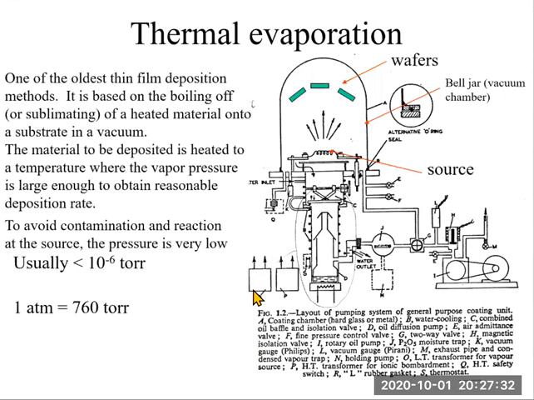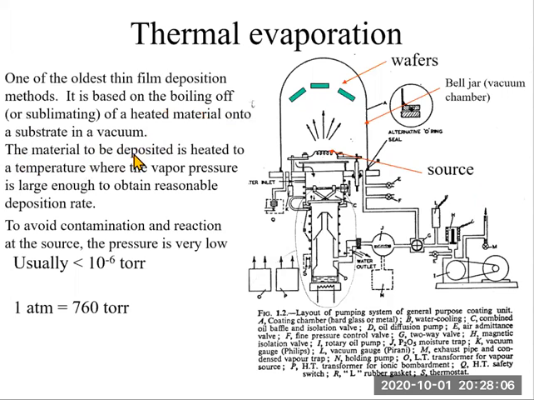Thermal evaporation is one of the oldest thin film deposition methods. It actually has a history of over 100 years. It is based on the boiling off or sublimating of a heated material onto a substrate in a vacuum. So we need to heat up the material. Typically we need to melt the material.